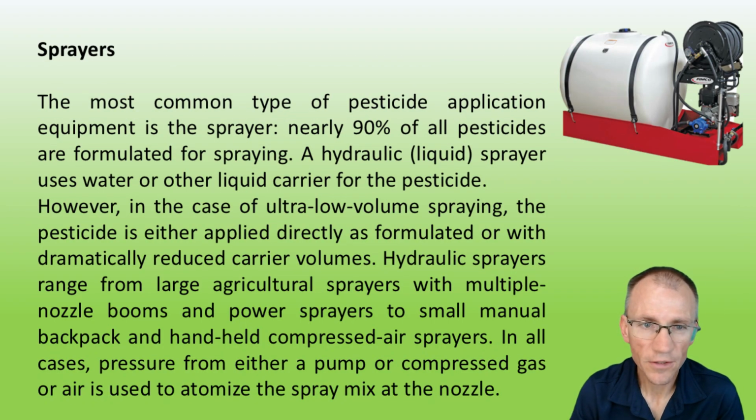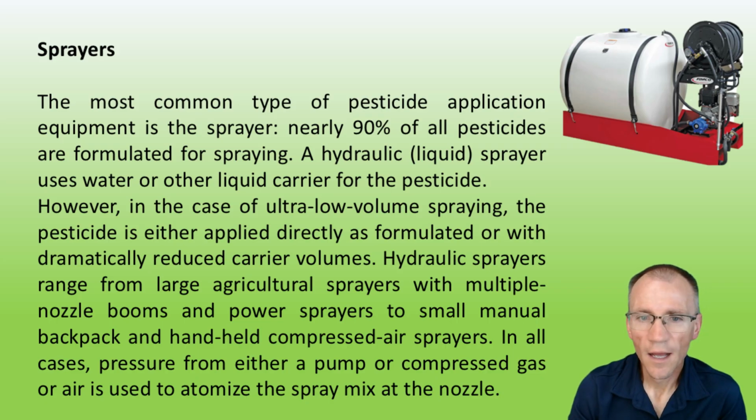Let's talk about sprayers. This is going to be the most common type of pesticide application equipment. Nearly 90% of all pesticides are formulated for spraying. A hydraulic, liquid sprayer uses water or other liquid carrier for the pesticide. However, in the case of ultra-low volume spraying, the pesticide is either applied directly as formulated or with dramatically reduced carrier volumes. Hydraulic sprayers range from large agricultural sprayers with multiple nozzle booms and power sprayers to small manual backpack and handheld compressed air sprayers.